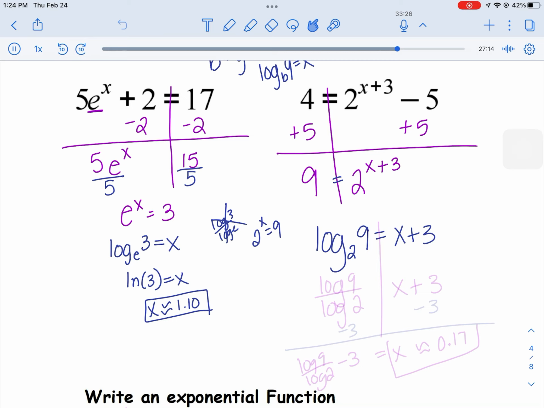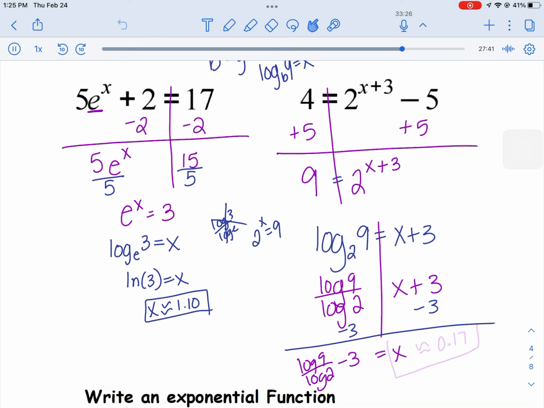So 2 to the third is 8, but nothing to the power is 9. So that means this is a decimal answer. So you use change of base here. It's going to be log of 9 divided by log of 2. That way we can get that decimal. Then we subtract 3. So my exact answer is log of 9 divided by log of 2 minus 3.